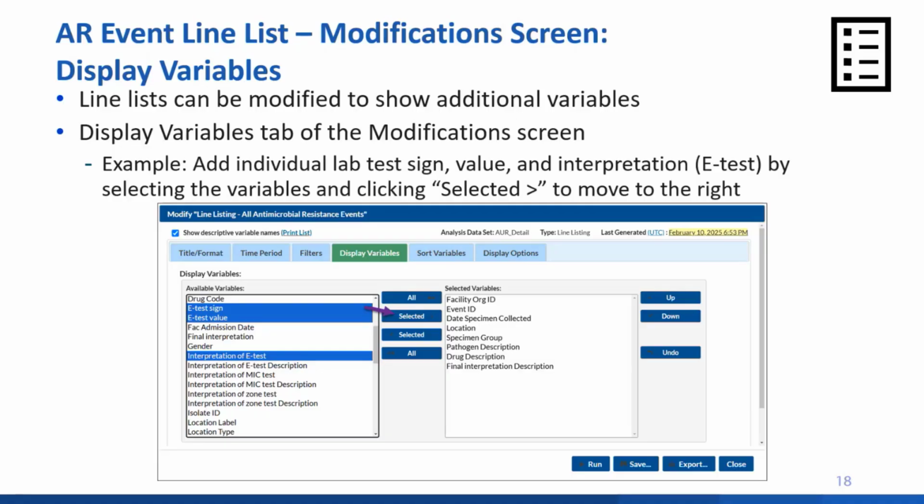To modify the line list to show additional variables that are reported with the AR event, you can stay on the same Display Variables tab of the modification screen. In this example, I added the individual lab test sign, value, and interpretation for the e-test by selecting those three variables and clicking Selected where the arrow is pointing to the right. This moves all three variables to the right to be included in the output.